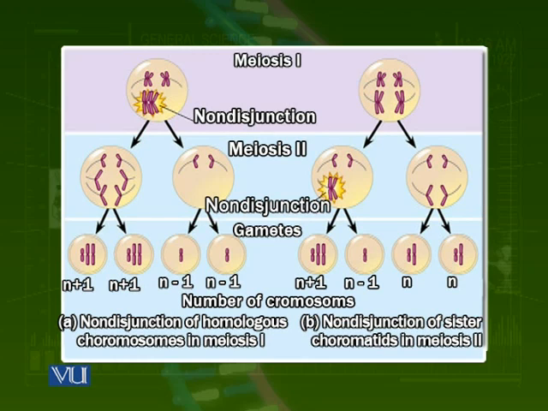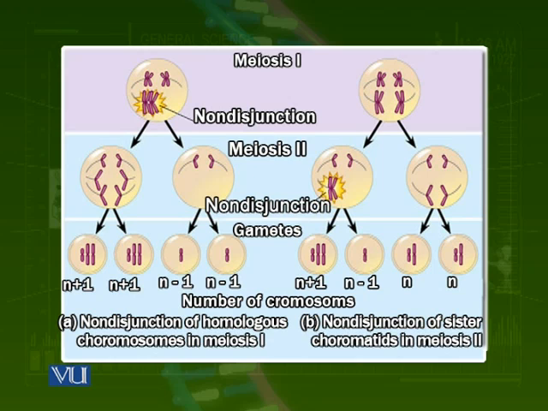Now, as you can observe in these two diagrams, if we compare both of these non-disjunctions, the first one, non-disjunction in meiosis I, and the second one, non-disjunction in meiosis II, we can see that non-disjunction in meiosis I is more dangerous, because all four gametes have an abnormal number of chromosomes. But in the case of non-disjunction in meiosis II, we have two normal gametes and two abnormal gametes, that is, 50% correct and 50% incorrect.